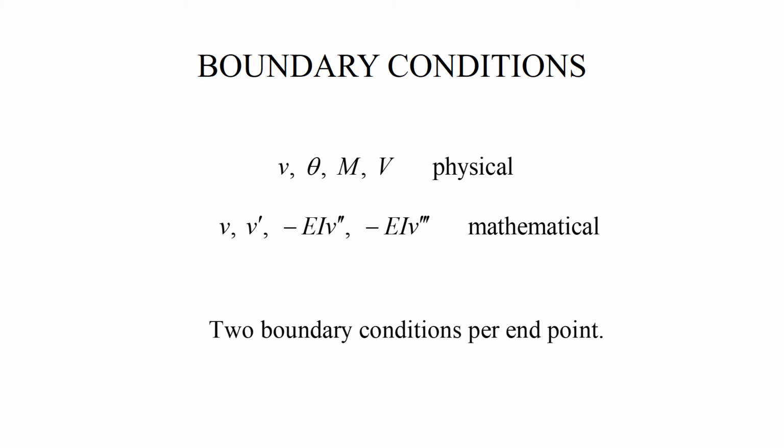When I write down boundary conditions, it is critically important to follow the rule that there are only 2 boundary conditions per endpoint. 2 and only 2. It cannot be 1 or 3 or 4. It must be 2.